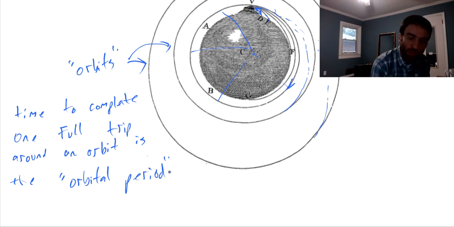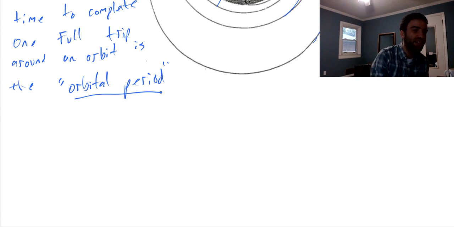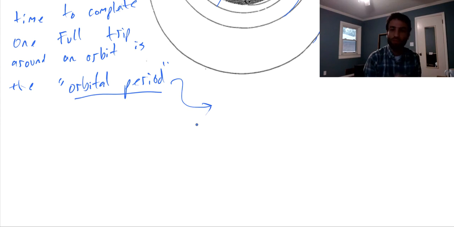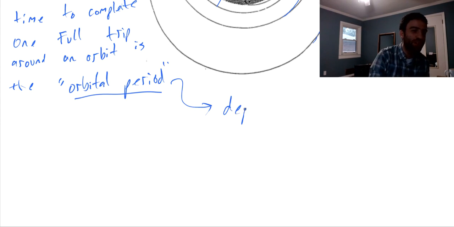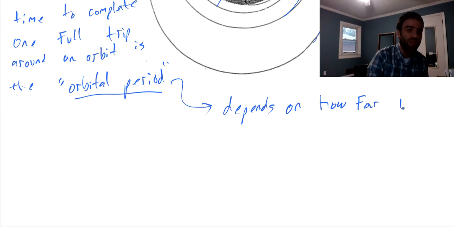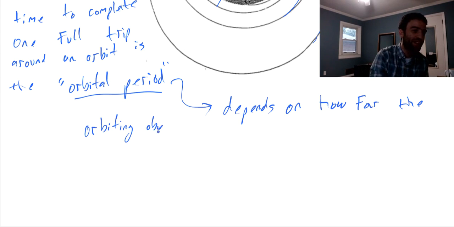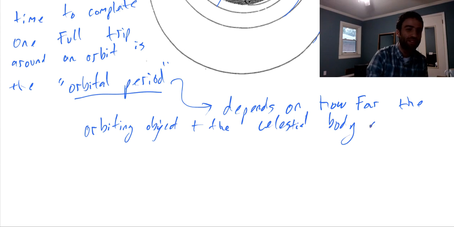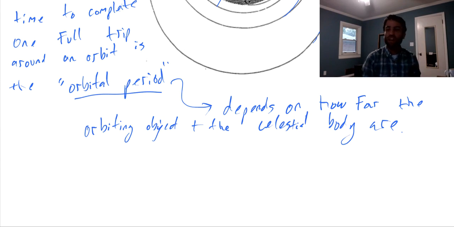And the orbital period of an object ultimately depends on how far that object is from whatever it's orbiting around. And to see why that's the case, let's think a little bit more about the force of gravity. So the orbital period depends on how far apart the orbiting object and the celestial body are. Okay, let's see why by thinking about the force of gravity.